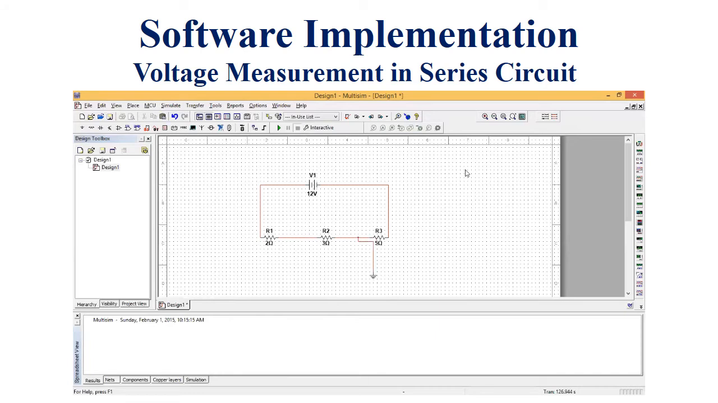Then we have to measure the voltage across the resistor. So in a series circuit we know that voltage drops are not the same across the resistors. So we need 3 multimeters. Moving towards this block and pick multimeter, pick another multimeter, pick another multimeter. Connect with one resistor.